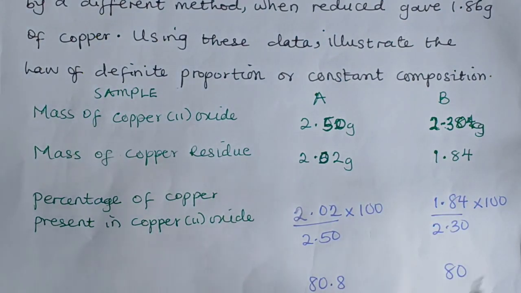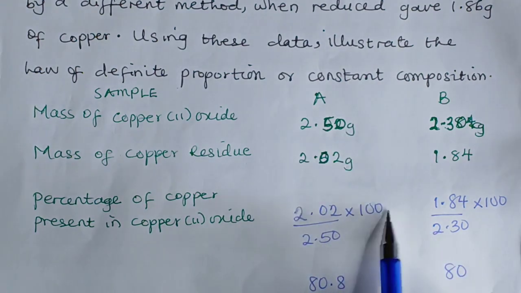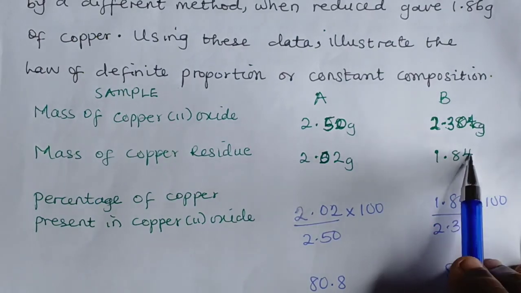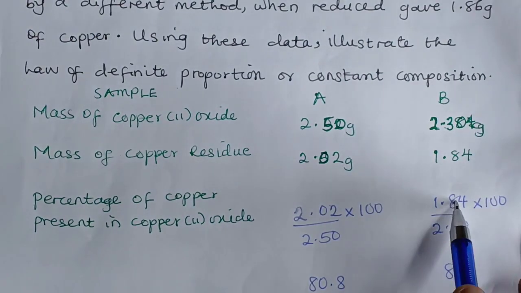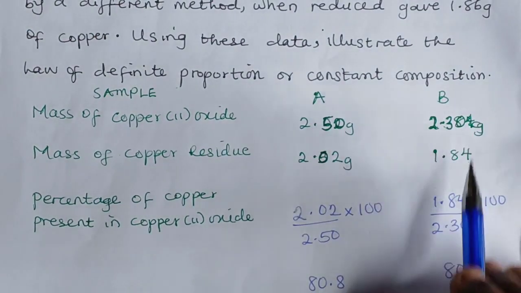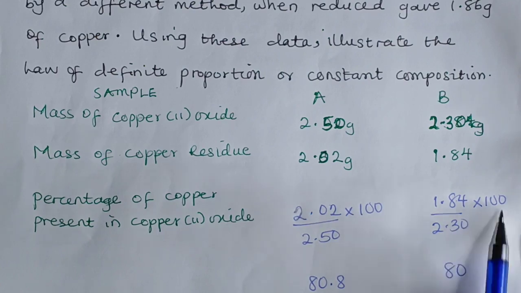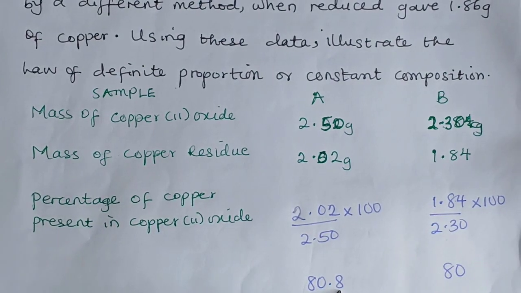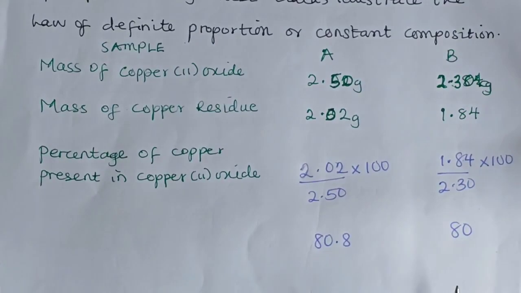Now, how do we get the percentage of copper in each of the samples? This is simply by calculating the percentage of 2.02 over the total sample multiplied by 100. While in sample B, we also have 1.84, which is the mass of the pure copper over the mass of everything, or the sample, multiplied by 100. You will notice that in each case, we have almost the same answer. So this is 80.8 and this is 80, which is roughly equal to each other, supporting the law.